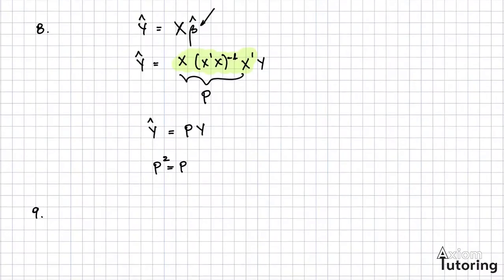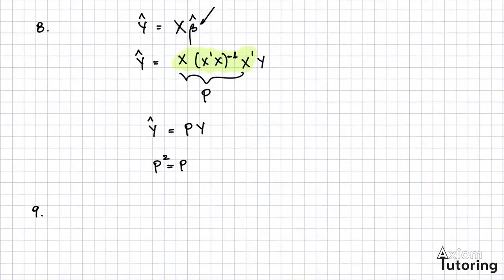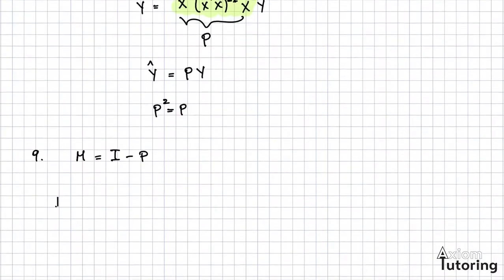Moving on to trick number 9. This is the residual maker matrix. So now we're introducing a new concept to you guys, and we will call this residual maker matrix M, being equal to the identity matrix minus the projection matrix. Keep in mind, the identity matrix is a matrix where the diagonals are all ones and everything else is zeros. Now, if P gives you the fitted values, the matrix that will give you the residuals is going to be this M matrix.